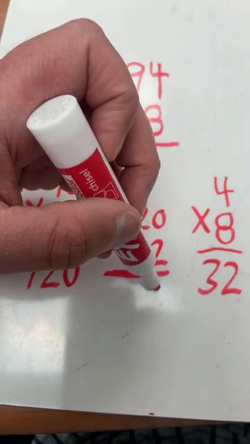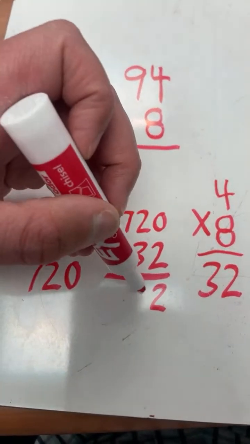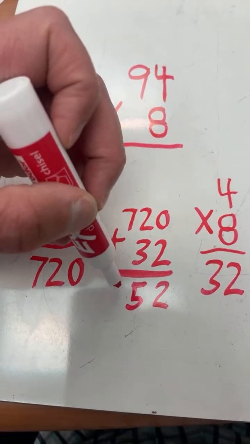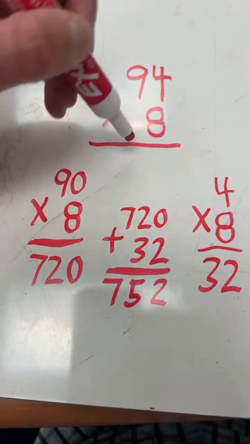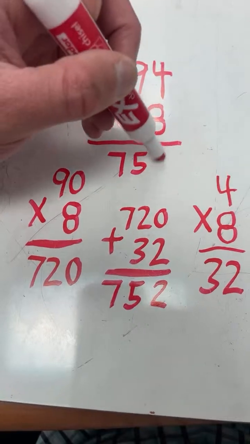0 plus 2 equals 2. 2 plus 3 equals 5. 7 plus 0 equals 7. And we have our final answer, 94 times 8 equals 752.